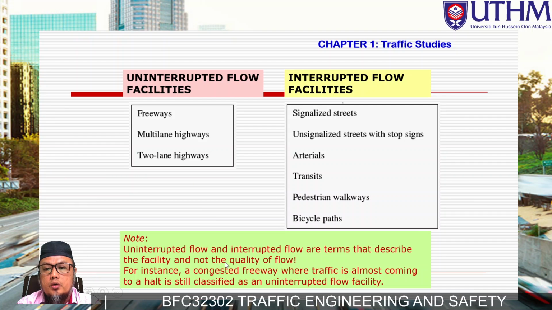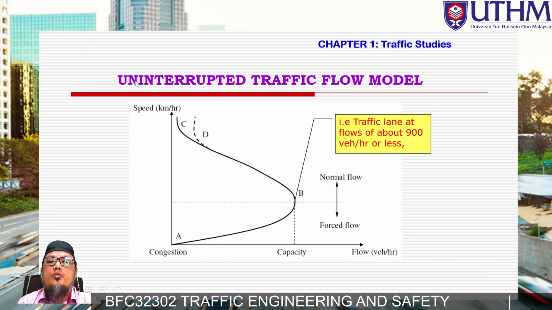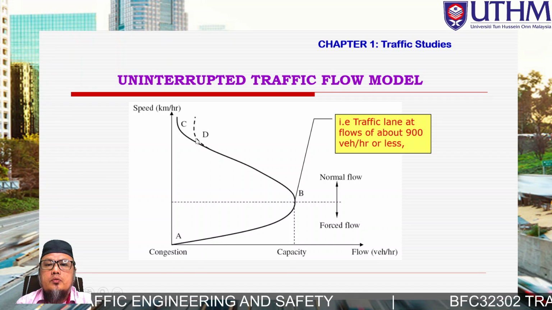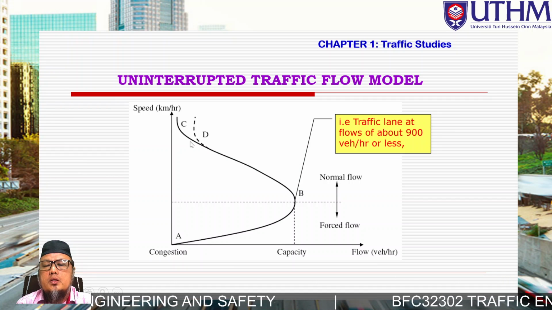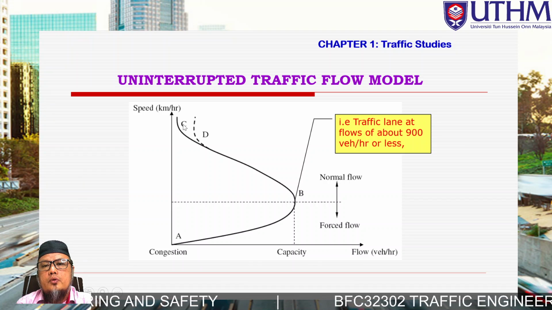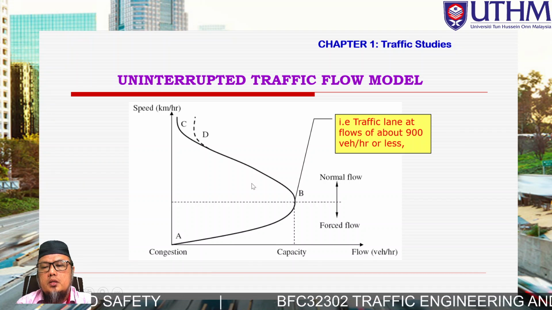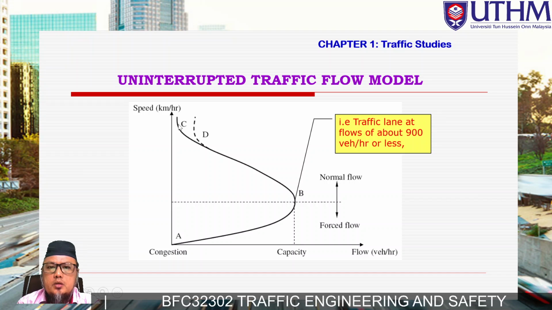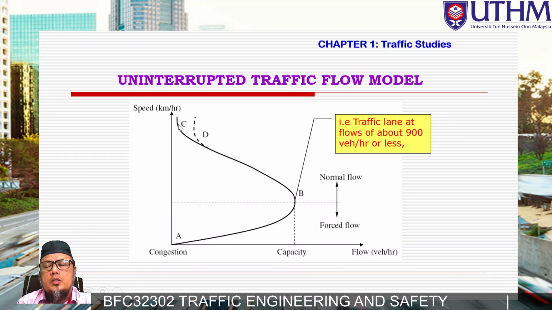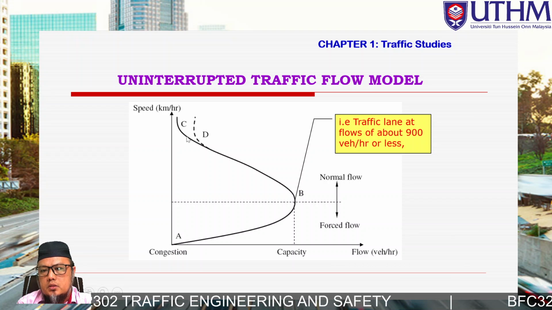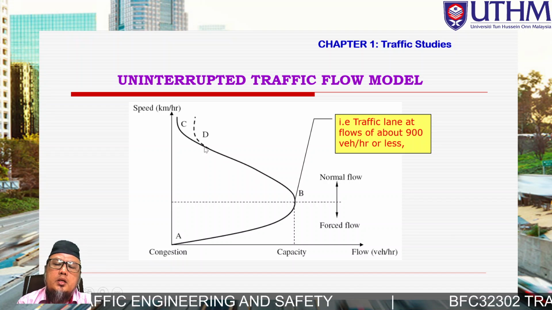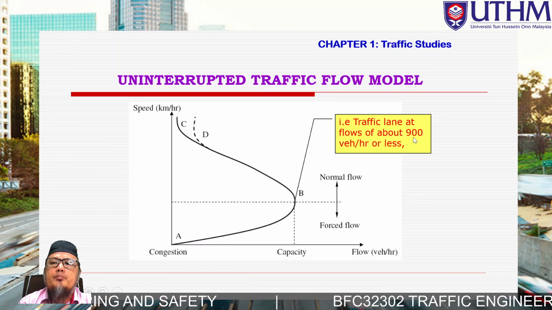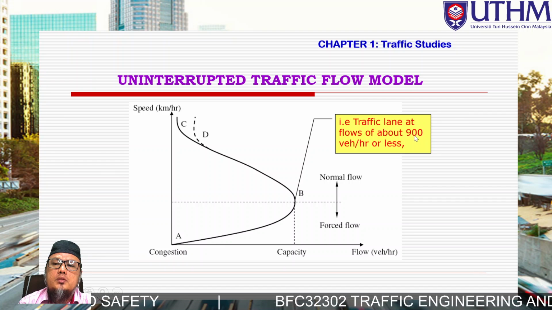It describes the facility, not the quality of flow. Okay, now we're going into detail on the theory for uninterrupted flow. So this is the model. Here we have the pattern of activity for, let's say, vehicles C, D, B, and A. At this level, the speed of the vehicle is free flow speed, and the flow is quite low but still under uninterrupted flow. Then they can reach the maximum flow. This is just an example value, not the ultimate value.